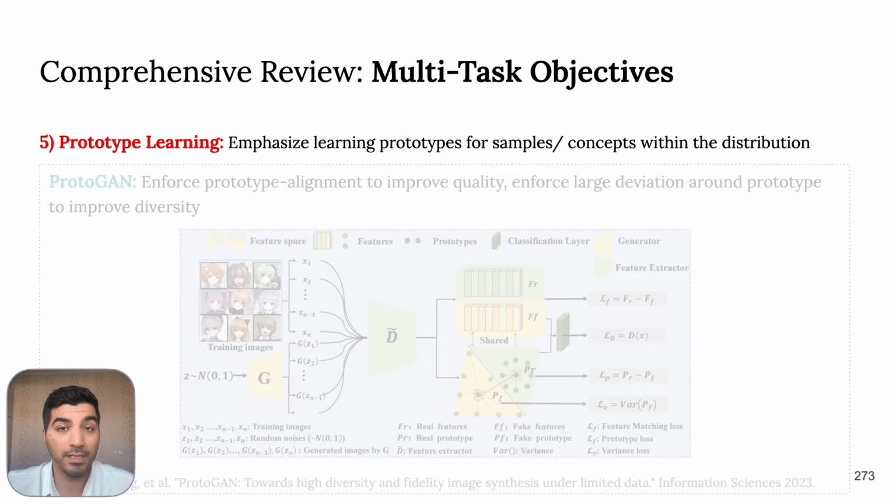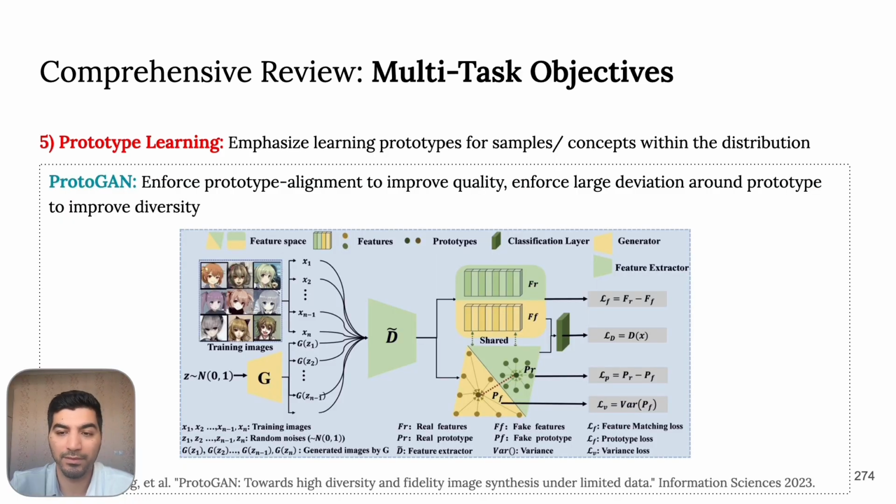Next subcategory is prototype learning. And this subcategory enforces learning prototypes for samples or concepts within the distribution. For example, we have this ProtoGAN, which enforces prototype alignment. So they extract prototype for real and fake images, and they enforce these prototypes to be aligned. They also have some loss for the diversity of the images, so make this image generation diverse around the prototype.